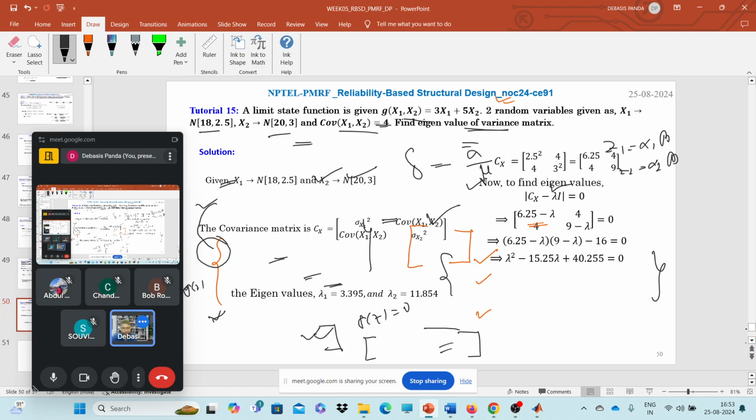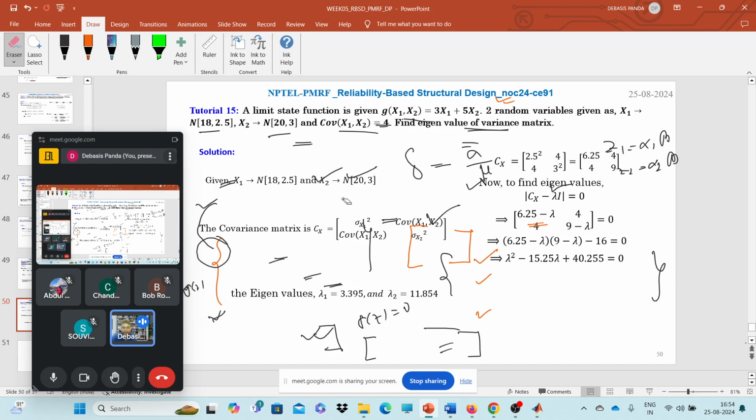Now here we have another question. I cannot erase it, so just bear with me. A limit state function is given, 3x1 plus 5x2. Two random variables x1 and x2 are given. Covariance is given. Find out the eigenvalue of the variance matrix. It's a very simple thing.